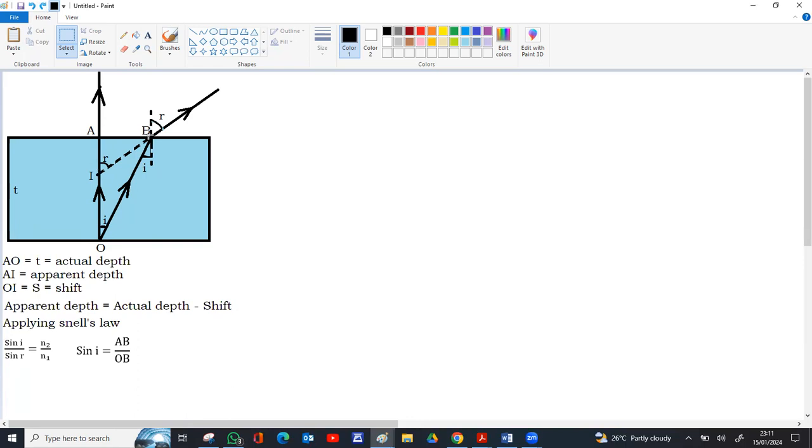From triangle IAB, sin R equals the opposite side AB by hypotenuse IB. So AB by IB equals sin R. When you divide sin I by sin R, AB common gets cancelled. The denominator will go up. So IB by OB. Sin I by sin R equals IB by OB.